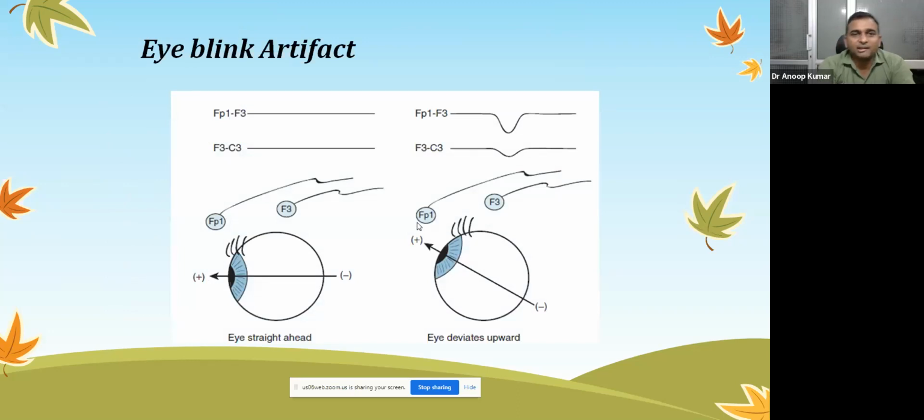So first we start with the eye blink artifact. What is the cause of eye blink artifact? We usually know that the cornea has more positive polarity than the retina, and FP1 is closer to the cornea. When the eyeball moves upward, there is more positivity towards FP1 and less positivity towards F3. So we get the negative deflection, which is the positivity in the EEG, and less positivity seen in the F3-C3.